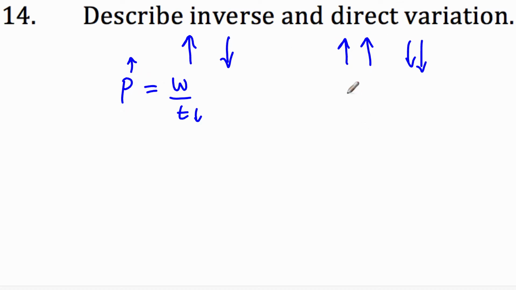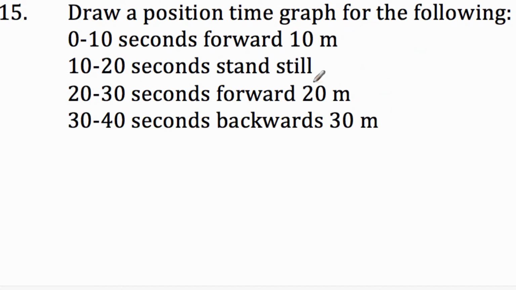An example of direct variation might be force equals mass times gravity. So gravity would be the constant. In this case here, if the mass goes up, so does the force. So if I have to lift something that's heavier, it'll require more force to do that. Okay? So those are examples of inverse and direct variation.